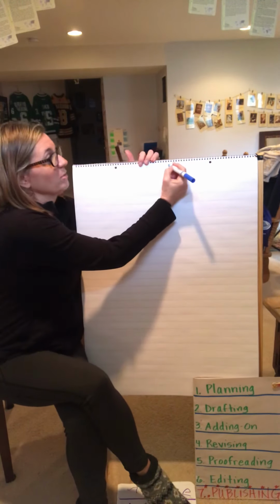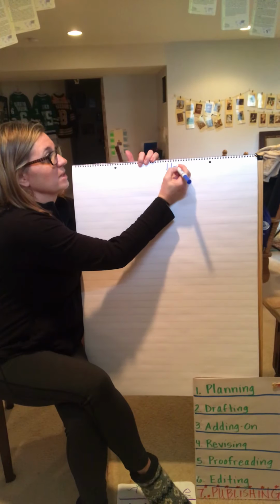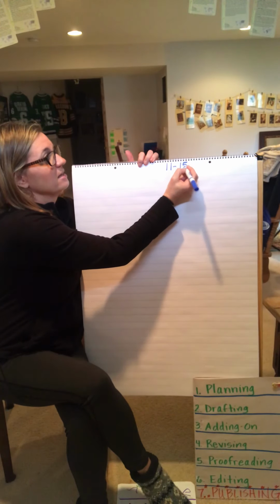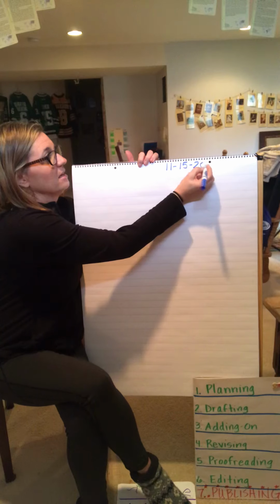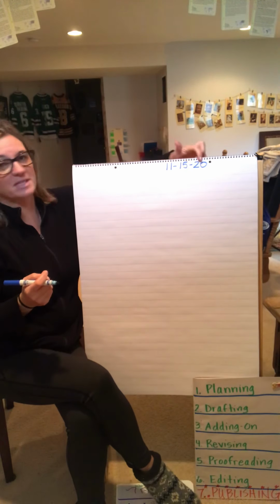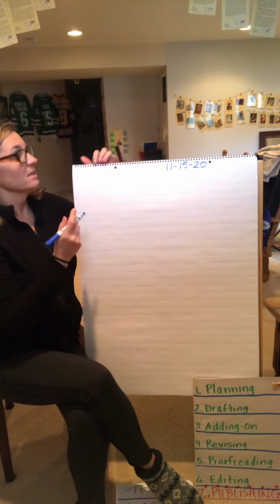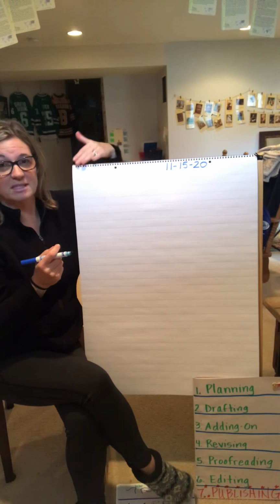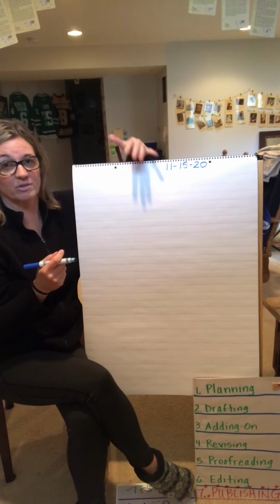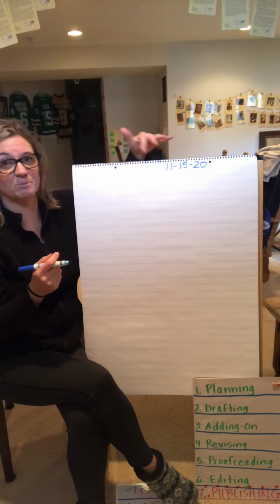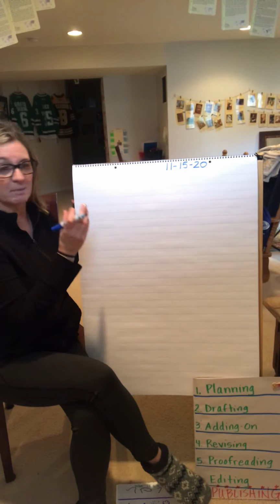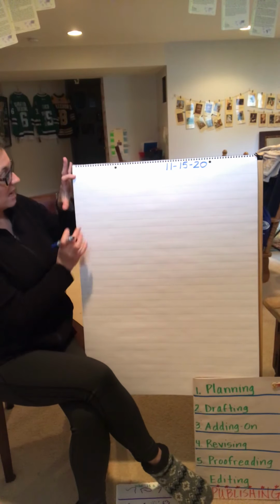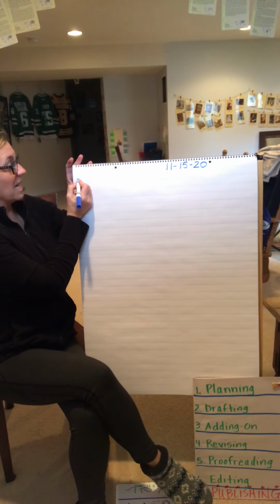So first, we always start with the date at the top. So today is 11-15-20, November 15th, 2020. So that's real important so you can see how your writing is going to grow throughout the year, and your parents can have this to put in their files if they need to, or take a picture of it. And then I always do 6 dots right in the middle.